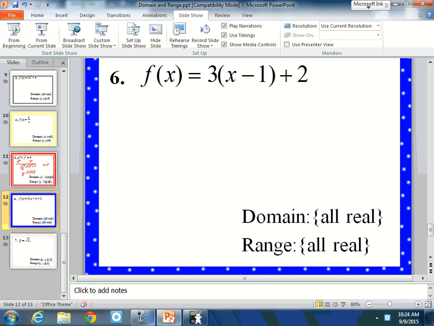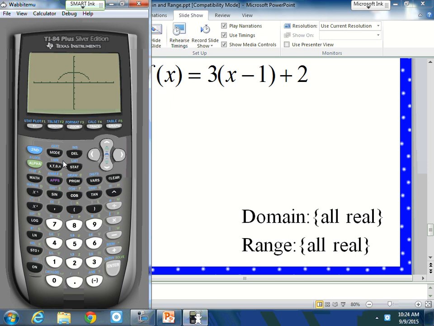Okay, so let's go ahead and do that. Let's go to the calculator and write it exactly like we see it. You don't need to have parentheses. We don't need to distribute or anything. So that will be 3 parentheses x minus 1. Gotta go back. x minus 1 plus 2. And let's graph it. Oh, that's a straight line, which means on x, all real numbers because that line keeps extending, and on y, all real numbers because that keeps extending. So there's your domain and your range.